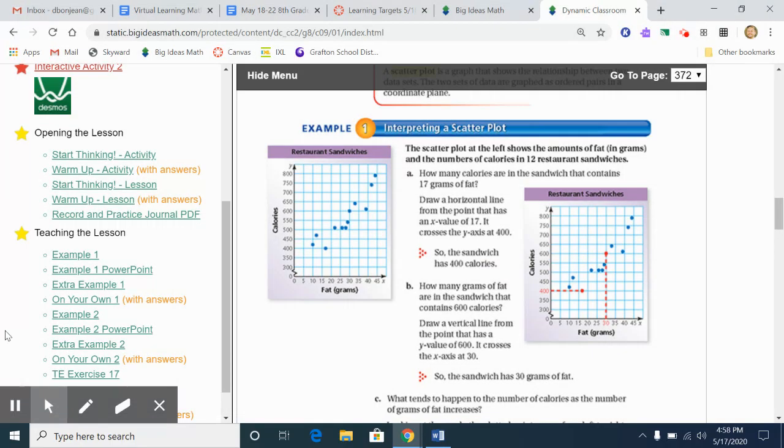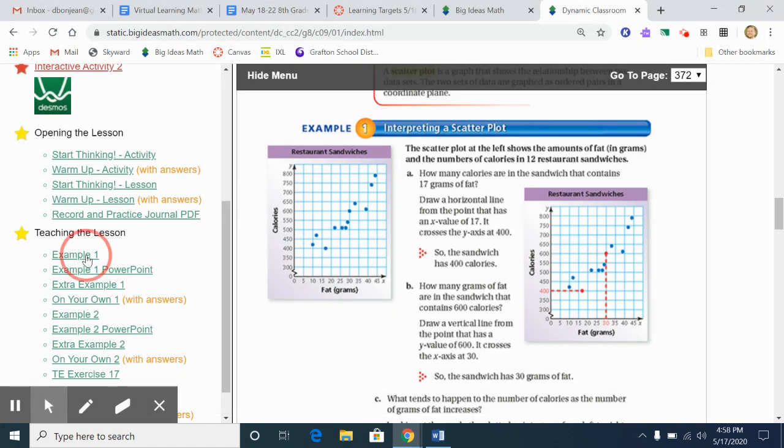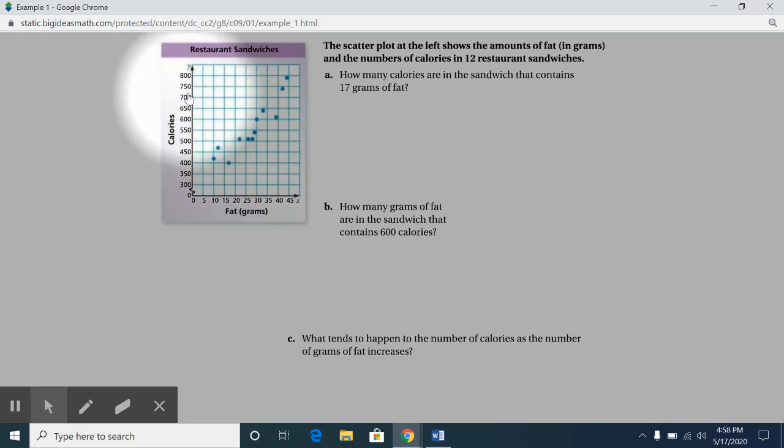All right, let's look at an extra example, and I can walk you through my thought process here. They're saying, use the scatter plot from example 1. How many grams of fat are in the sandwich that contains 740 calories? So let's look at 740 calories back in example 1. 740 calories would be around here, right? So how many grams of fat would there be? I would probably say around 42 grams of fat, if we draw a vertical line to that point.